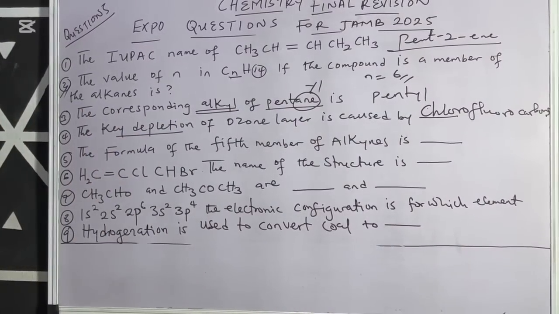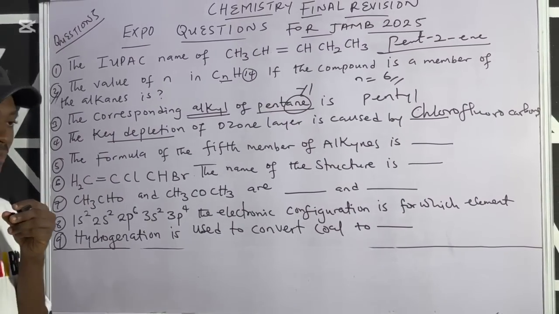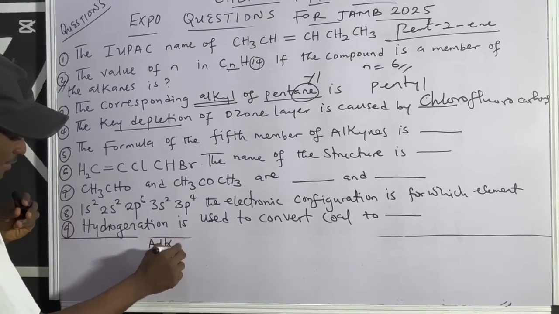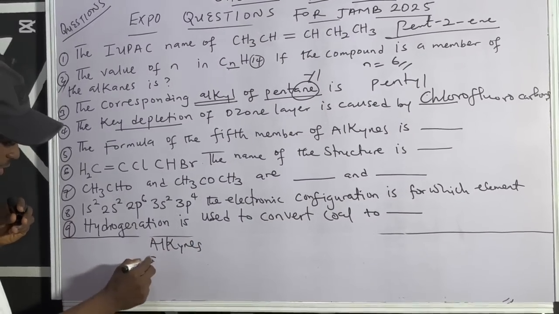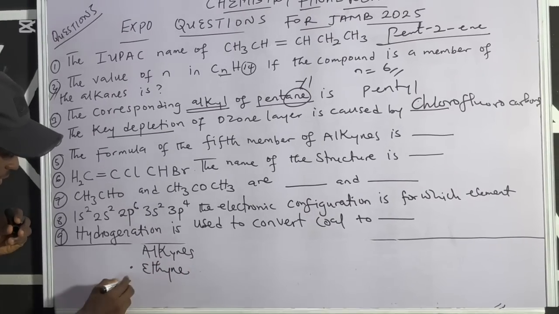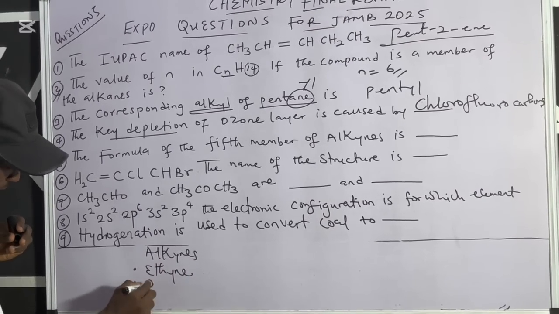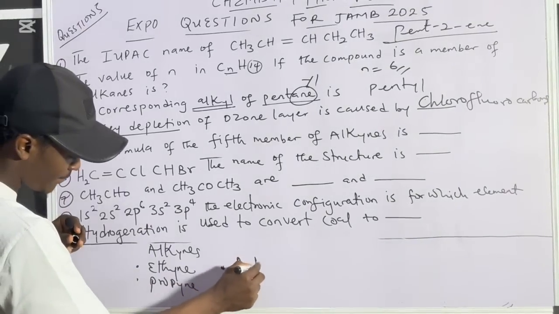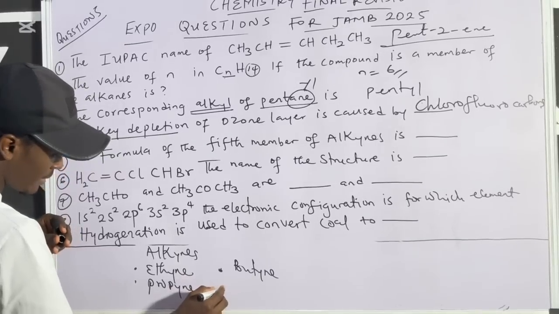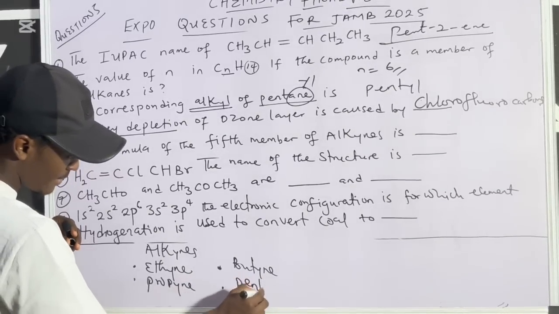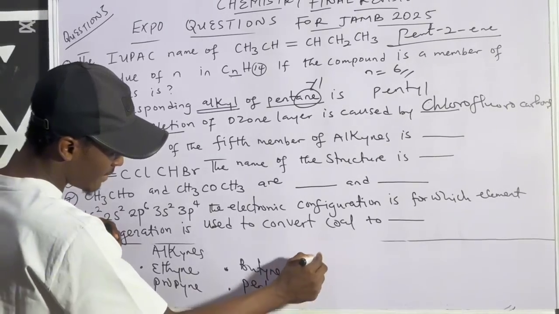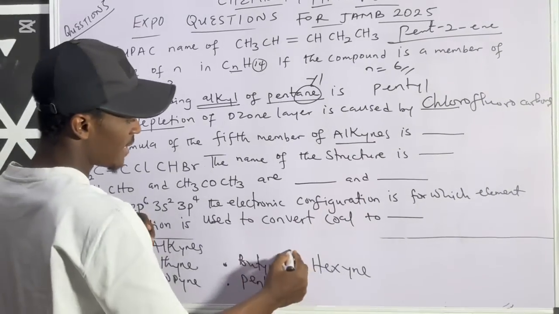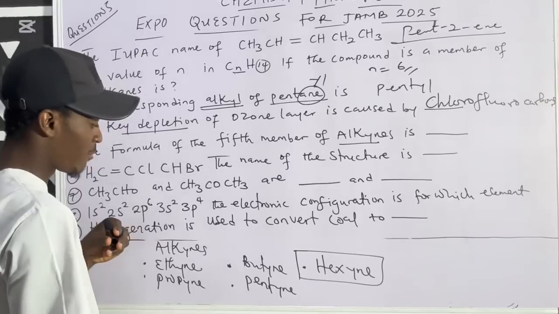Then question 5. The formula of the fifth member of the alkynes is, this question is a bit tricky. Remember that for the alkynes, the first member is what? Ethyne. The second member is what? Propyne. The third member is butyne. Then the fourth member is pentyne. Then the fifth member is hexyne. So the fifth member of the alkynes is what? Hexyne.